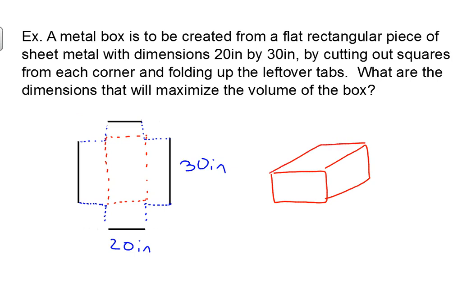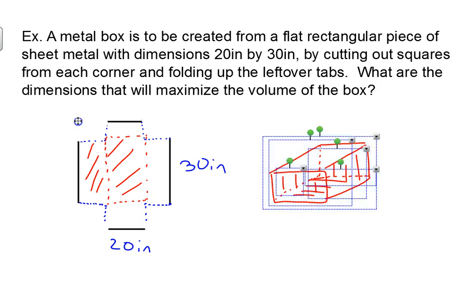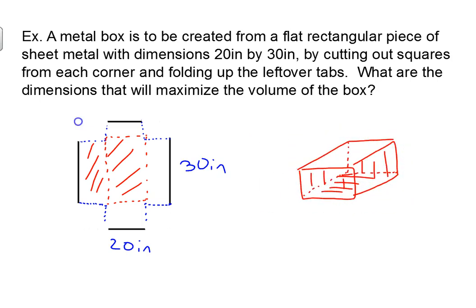Can everybody envision this? This red base right here would be the bottom of this box. So if I drew in this back wall here, that bottom would be right here. And each of these tabs would be the front, the sides, and the back of the box, and there would be no top to the box. All right? So that's what I want to do. I want to try and create this rectangular prism or box right here by cutting out these little squares.